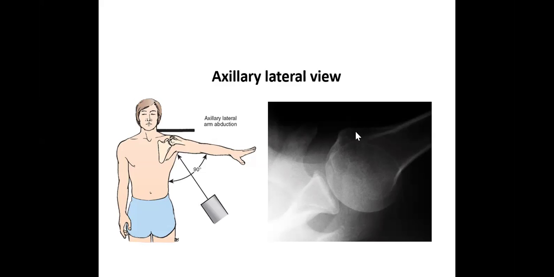This is the lesser tuberosity, the greater tuberosity. This is the acromion, this is the coracoid, this is the glenoid fossa, and a small contact between the humeral head and the glenoid fossa, and this is the neck of the humerus along with the shaft. So this is actually the axillary lateral view, also shortly known as the axillary view.